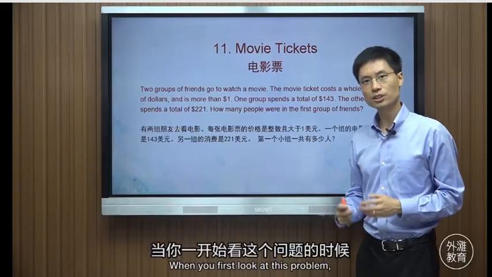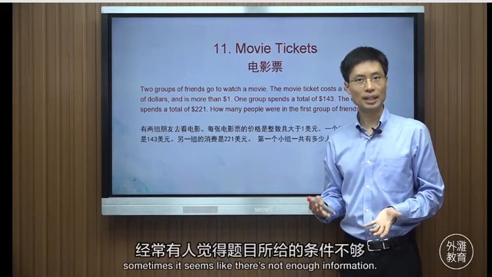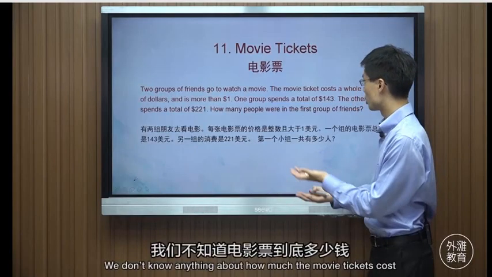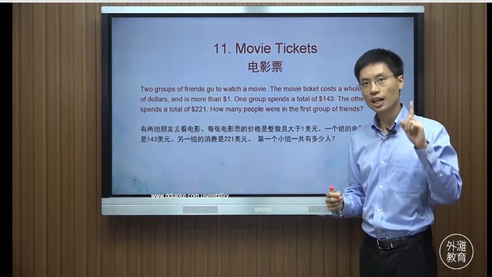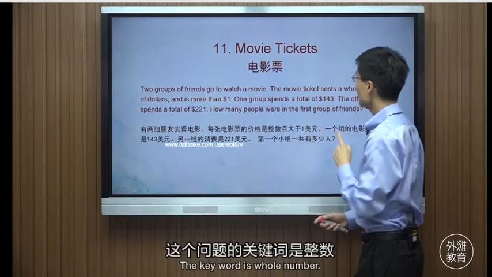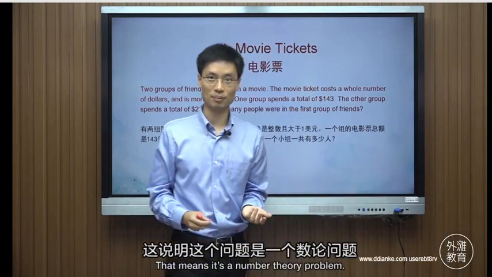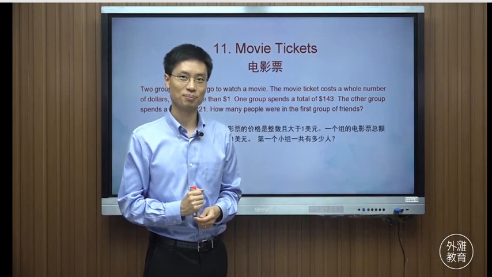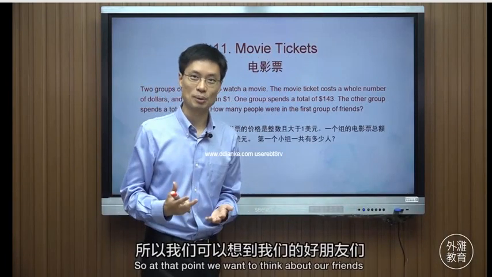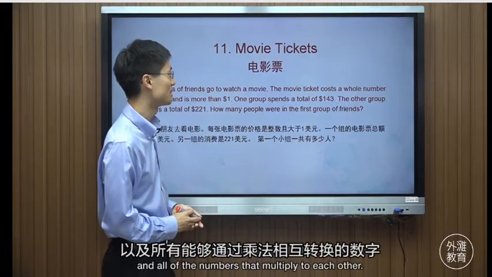When you first look at this problem, sometimes it seems like there's not enough information. We don't know anything about how much the movie ticket costs, other than it's the same cost for both of the groups. The key word is whole number. That means it's a number theory problem. It has to do with divisibility. So at that point, we want to think about our friends, the numbers, and the primes, and all of the numbers that multiply to each other.